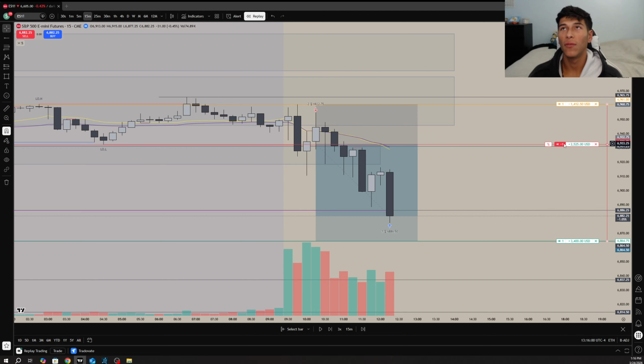As you can see, this went from 2 contracts to 1 contract. We just let off a load. So what do we do? We move this stop loss all the way to break even. So now this is a winning trade no matter what.